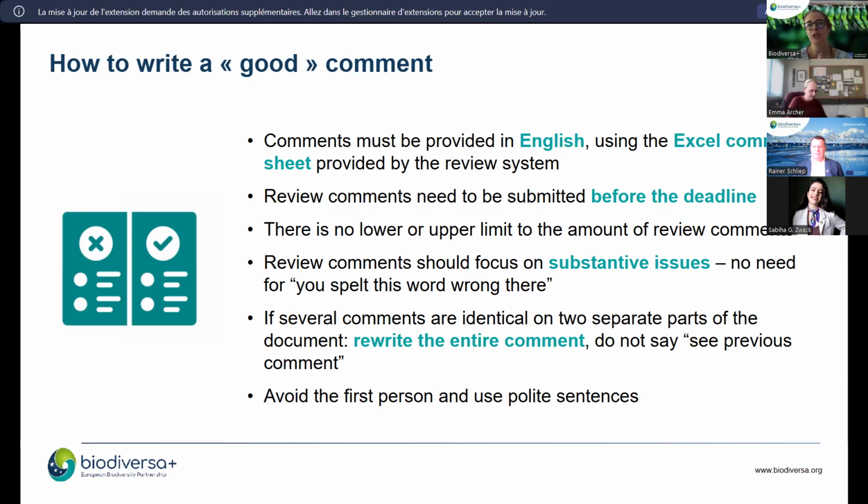Review comments should focus on substantive issues only, so no need to focus on a comma missing there or a word spelled wrong there. It makes everyone waste time, as the whole assessment will go through a grammar check at the end anyway. If several comments are identical on two different parts of the document, you have to copy and paste the comment again. If you just say see previous comments, they actually won't be able to find it. So it's important to rewrite your comment. And of course, avoid the first person and use polite sentences. I would say the basics.